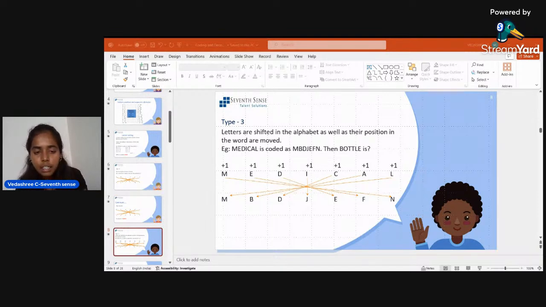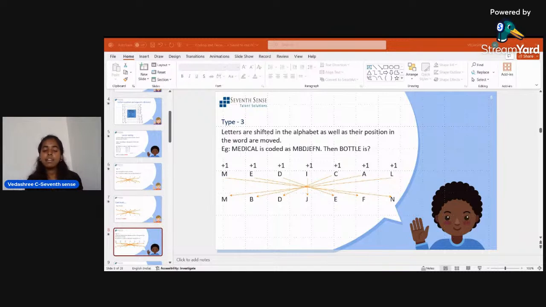So what is the next letter? E. Again, E position has been changed and 1 is added. So next D. D position has been changed and 1 has been added. Next, I plus 1 is J. Next C plus 1, C has changed position and added 1. C plus 1 is D, A plus 1 is B and L plus 1 is M. Understood? So this is the third type of problem.